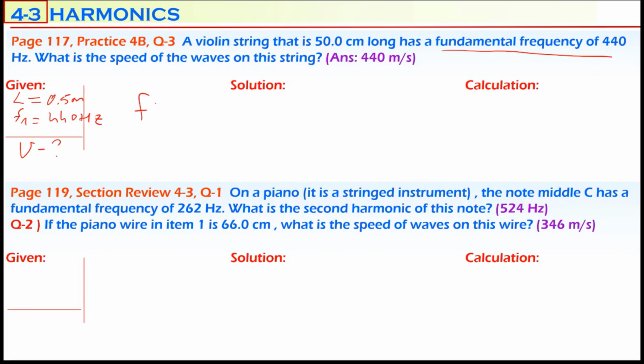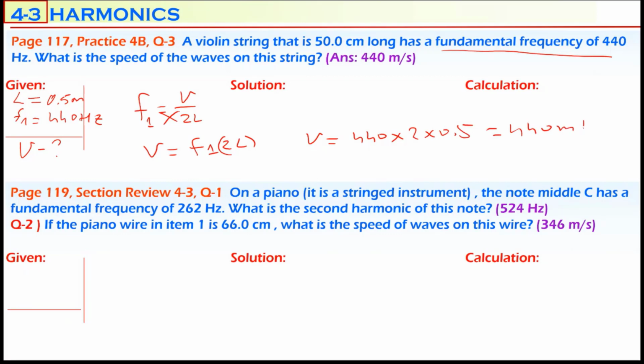We know that the fundamental frequency equation is V divided by 2L for string instruments. We write it with a cross product, so V is F1 multiplied by 2L. F1 is given as 440 hertz, and 2L is 2 multiplied by 0.5. So you will get 440 meters per second.